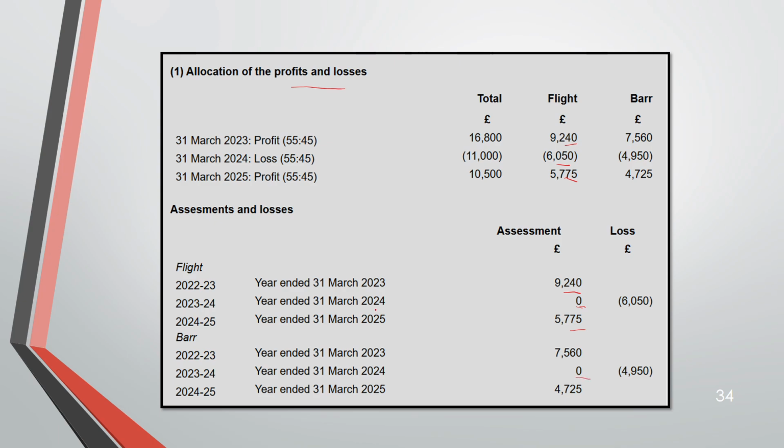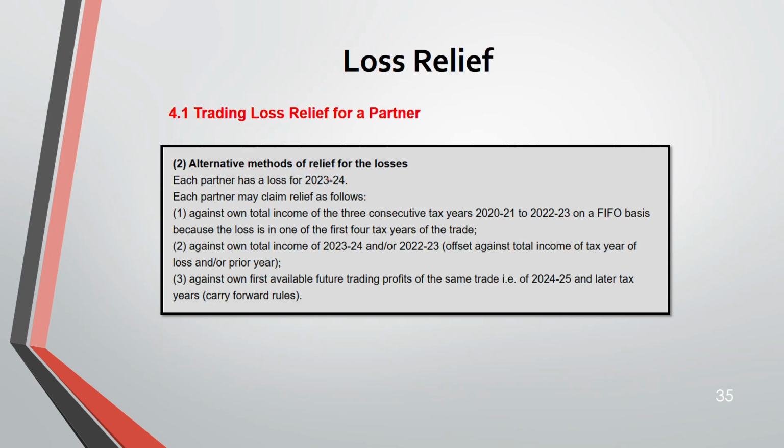So it is in the tax year 23-24. This is the year of loss. So now they can claim against their own total income for 3 consecutive years on a FIFO basis. Then against their total income in 23, or go back to 22-23, or carry it forward to 24-25.